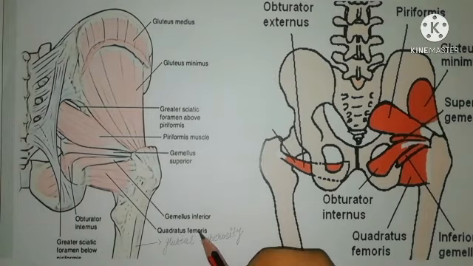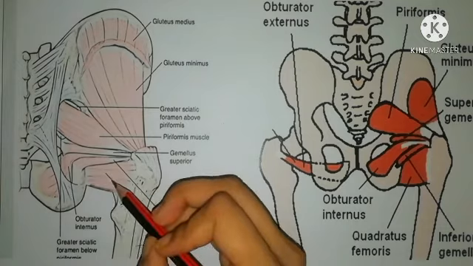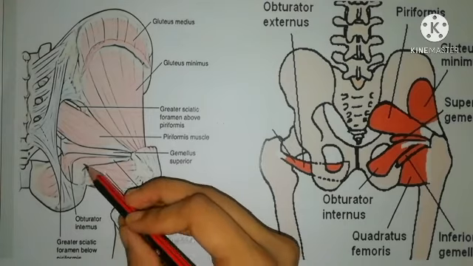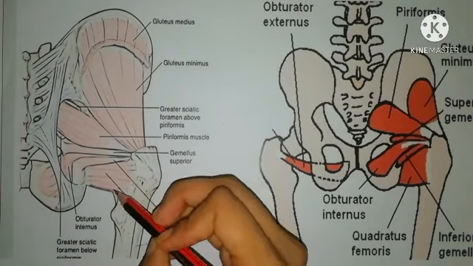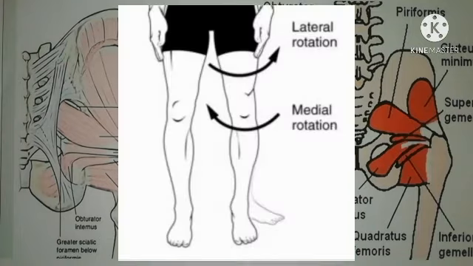Quadratus Femoris. As you can see over here, this is the muscle Quadratus Femoris. It is a quadrilateral muscle lying between the inferior gemellus and adductor magnus. Origin is from the upper part of the border of the ischial tuberosity from here. Insertion is in the quadrate tubercle and the area below it. The nerve supply is nerve to Quadratus Femoris. Root value is L4, L5, S1. Action is the lateral rotation of thigh at the hip joint.